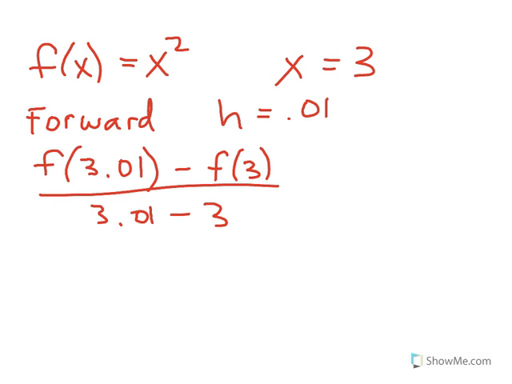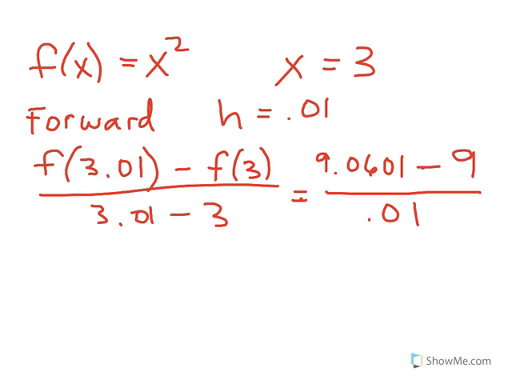So those are the numbers that we're going to need. The bottom part is easy. When I take 3.01 minus 3, I'm just going to get 0.01. The other part I actually have to do a little bit of work on. I need to square those numbers. So I get 9.0601. I do want to keep this number without round off, and that's going to be minus 9.